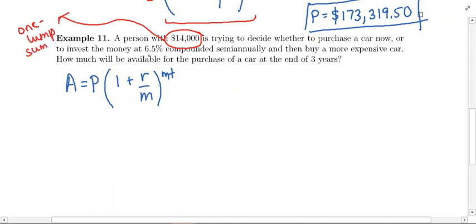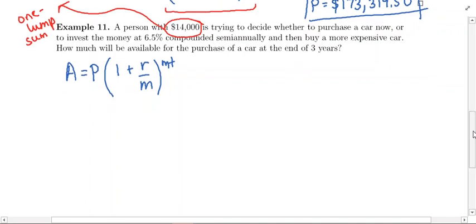The issue here, what we're trying to figure out, we're not trying to make the decision. We're just looking at it from the perspective that if the person decided to save up for a more expensive car, we're trying to figure out how much that person would have to spend in 3 years. Let's figure out what we're looking for and what we know. Let's do the obvious stuff first.